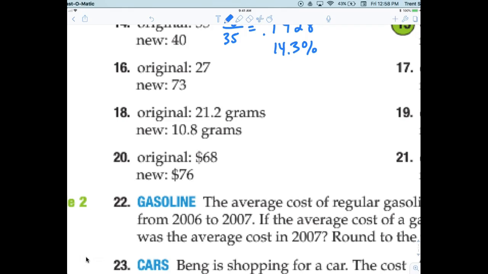Just tell me what 73 minus 27 is, Cole. No, okay. But I still want to know what 73 minus 27 was. 46. Divided by what? 27. Yes. And what's on your calculator? Okay. So now, what percent would that be?